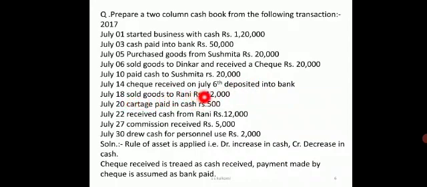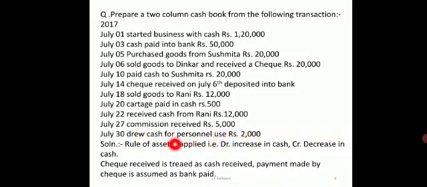Then sold goods to Rani. Then cartage paid rupees 500. Then you are having cash received from Rani. Then commission received 5,000. Cash withdrew for personal use 2,000.